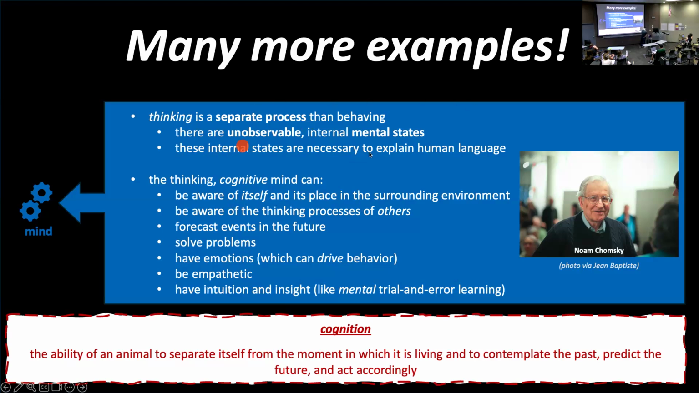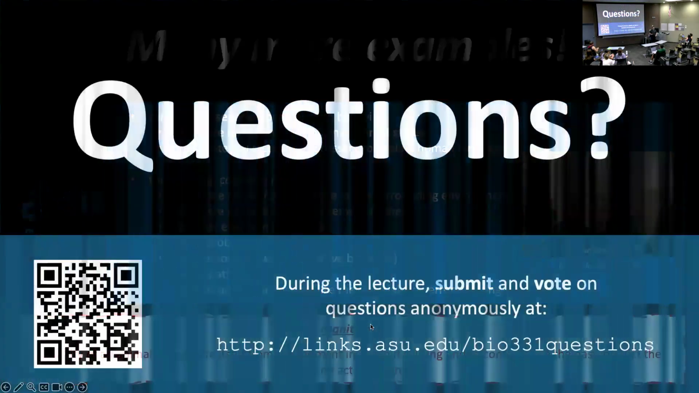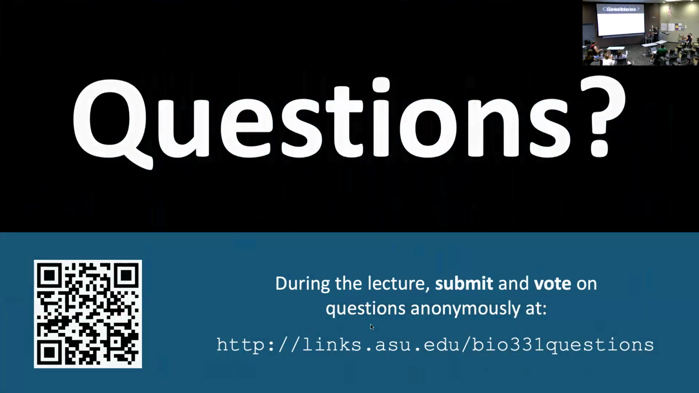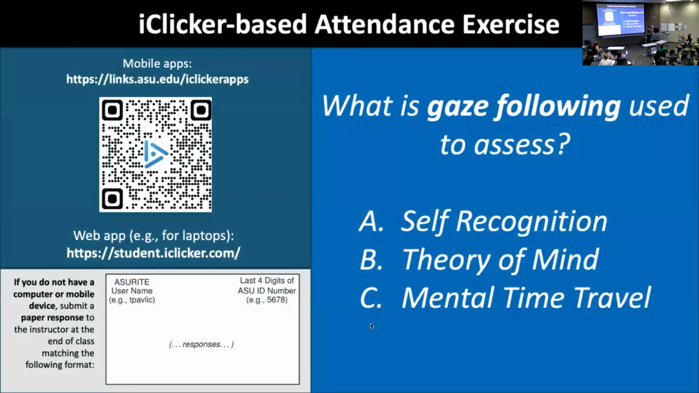In general, the key thing about cognition is these internal mental states. But this is not an exhaustive list. There are many more examples of how you can chase down cognition. So, any other questions about that? If not, I'll let you ruminate over questions, and I'll close with this one here.